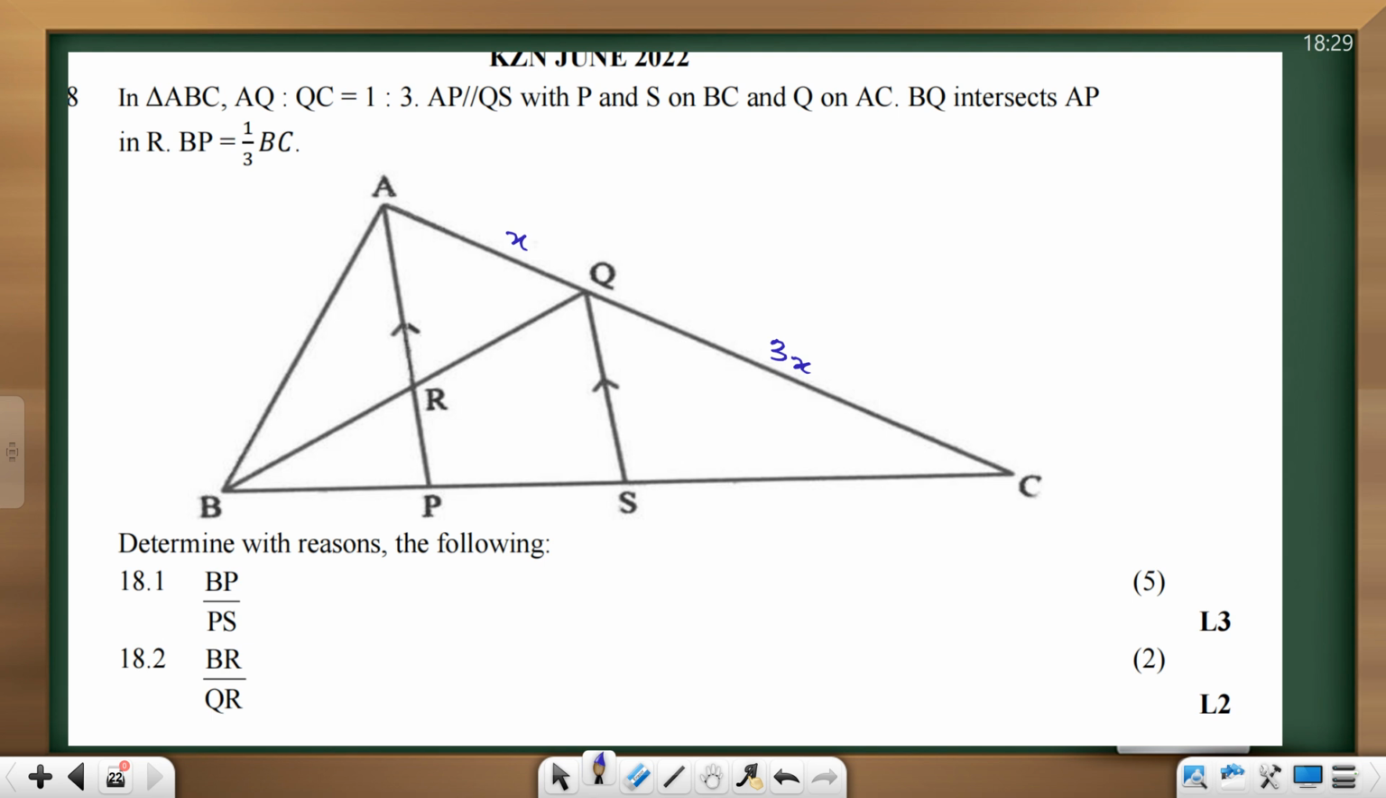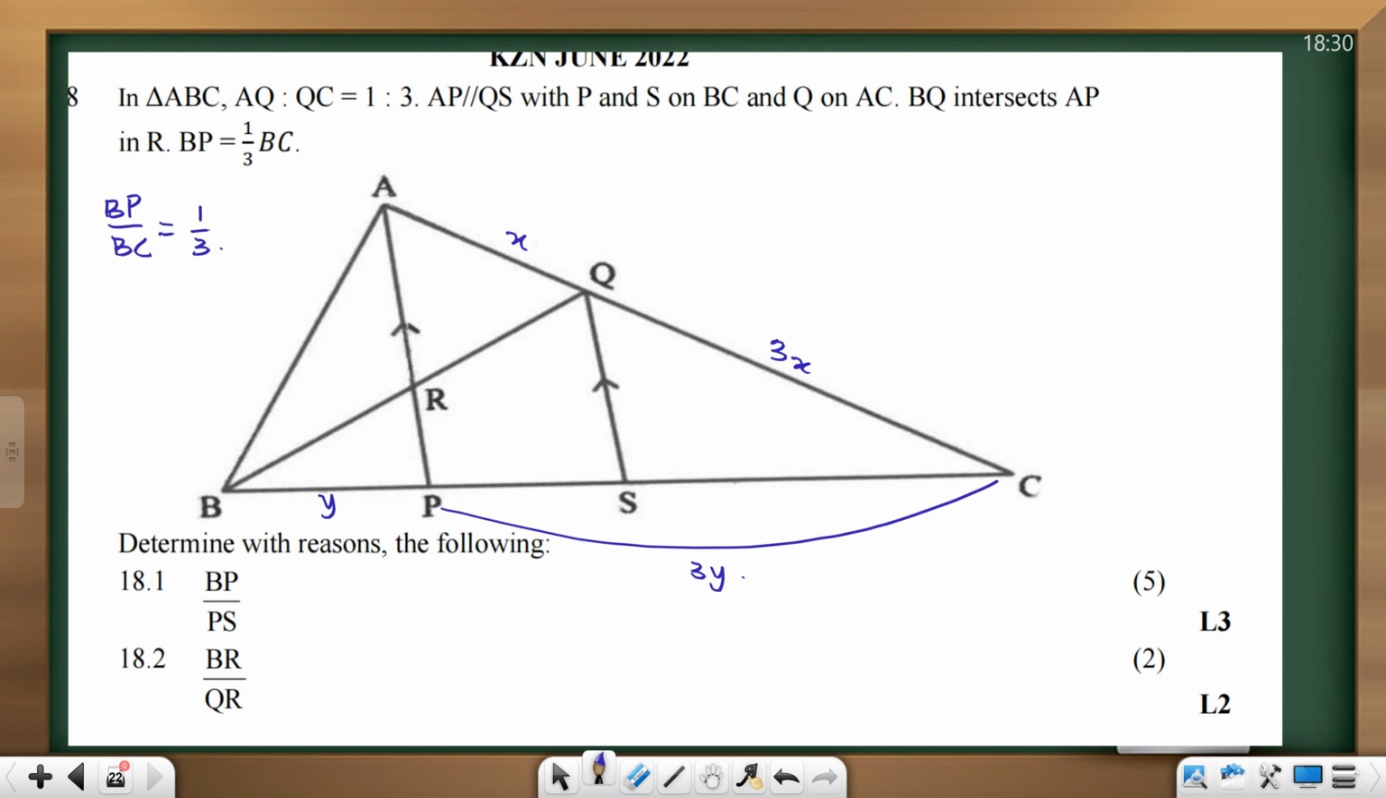In the triangle ABC, AQ over QC is 1 over 3. Quickly, what do I do? AQ. Is that fine? Good. What else do I know? BQ intersects AB. Now, check this one again. Look at the way they wrote it. Just move the BC. What do you have? BP over BC is 1 over 3. Where is my BP? BP is 1y over PC. What is PC? 3y. Make sense? That's the first thing.